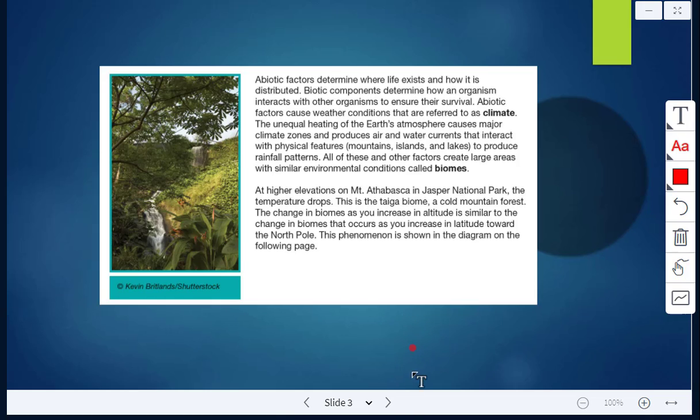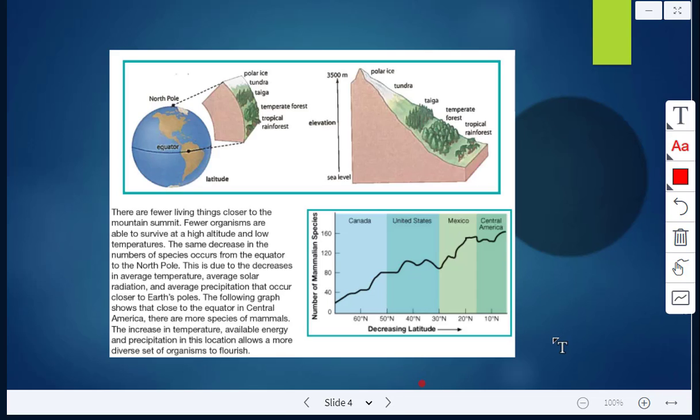So let's take a look at the diagram on the next page here. Looking at the equator right here, and then we've got the North Pole up here, and then we've got all the biomes represented there: polar ice, tundra, taiga, temperate forest, tropical rainforest. And then here we can see our elevation from sea level to 3,500 meters: polar ice, the tundra, the taiga, the temperate forest, and then the tropical rainforest.